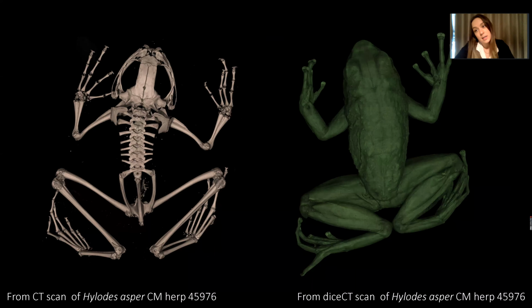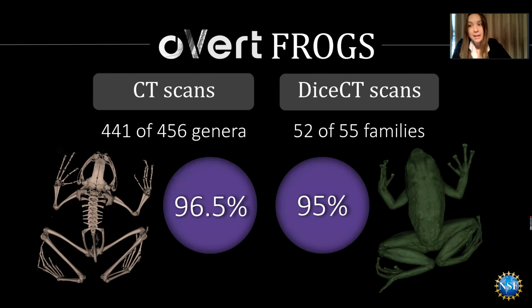Now, there's a pretty good reason that I wanted to start with frogs. Anyone who knows me knows that my main job is working on the oVert project, where I am CT scanning and contrast enhanced CT scanning all of the vertebrates. And we're nearly done with frogs. So we have done standard CT scans of over 96% of described frog genera. And we have done 95% of described frog families for our contrast enhanced soft tissue scans. So I wanted to get brains and endocasts for all of those 55 frog families.